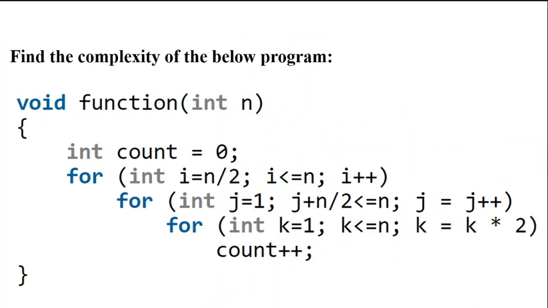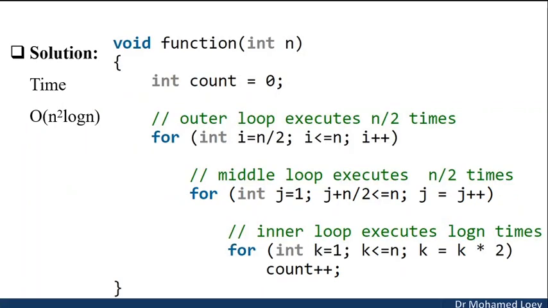Now let's create another void function with the integer n. Int count is 0 now. For int i is equal to n divided by 2, i is less or equal to n, now we have to increment i. For int j is equal to 1, j plus n over 2 is less or equal to n, and after that j will be incremented with j plus plus. For int k is equal to 1, k is less or equal to n, k is equal to k times 2. And now we have to increment the count. Now, as you can see, a lot of for loops will be executed, and now we have big O of n square log n.